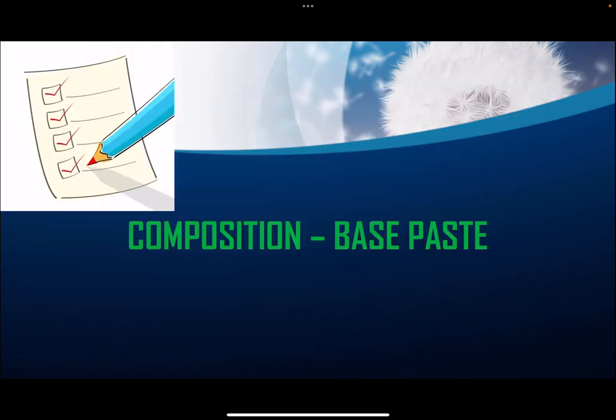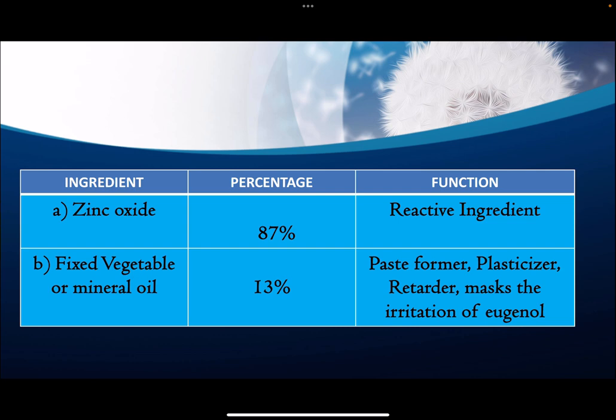Moving on to the composition of base paste. Zinc oxide is the reactive ingredient, and that is the major component of the base paste, 87%. Fixed vegetable or mineral oil 13% acts as the paste former and the plasticizer, and it also retards the irritation of the eugenol.